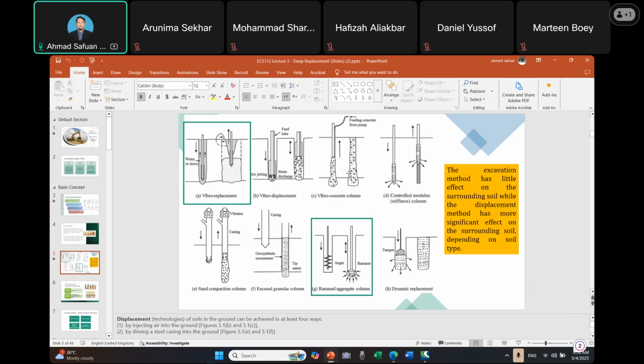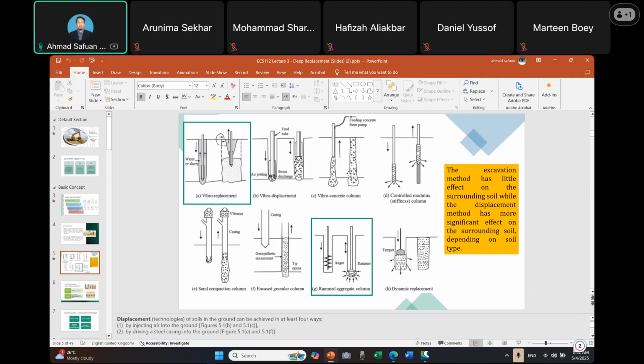This casing is also used to prevent the hole from collapsing during the installation process. For example, F, they are using a geosynthetic encasement. It means the encasement has been made by using a geosynthetic. Then later on they fill the geosynthetic encasement with a granular material.